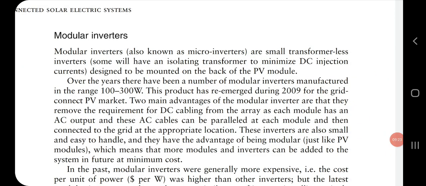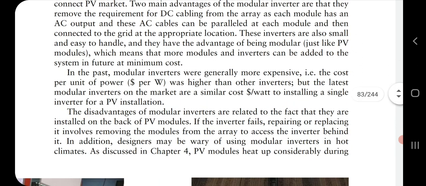The modular inverter is also known as a micro inverter. It is a small transformer-less inverter placed at the back of the PV panel. Many types of inverters have come, but this is one of the important ones. It has two advantages: there is no need for a transformer, and a long cable is not required. Handling is also easy because it is very small, and the cost is very low.